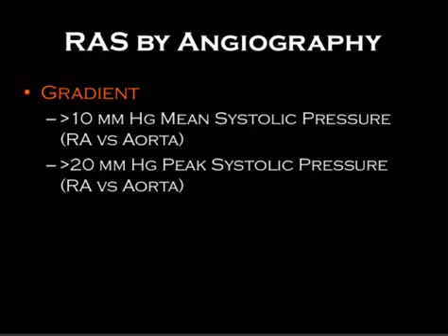So when is a gradient a real gradient? There are two ways to answer that. One is to say 10 above the mean systolic pressure, comparing the renal artery to the aorta. The other one is to say 20 over the peak systolic pressure.